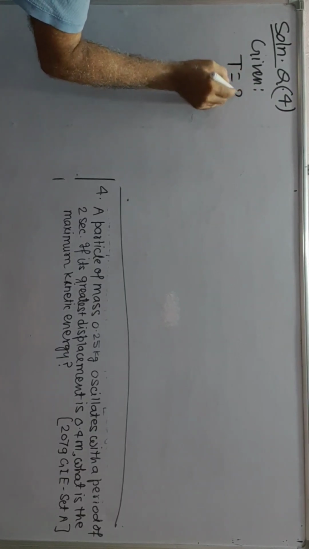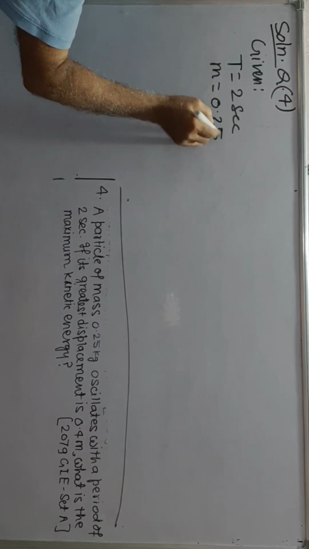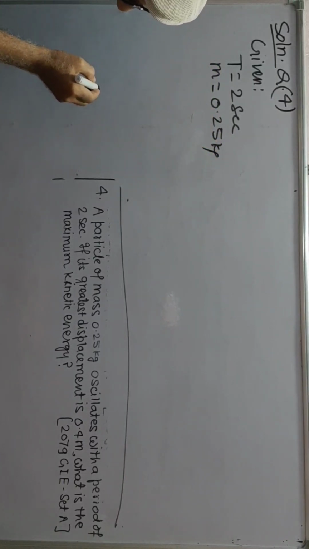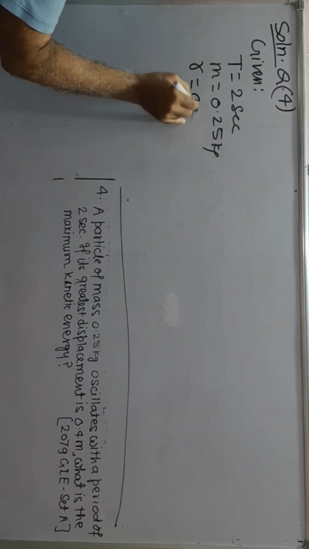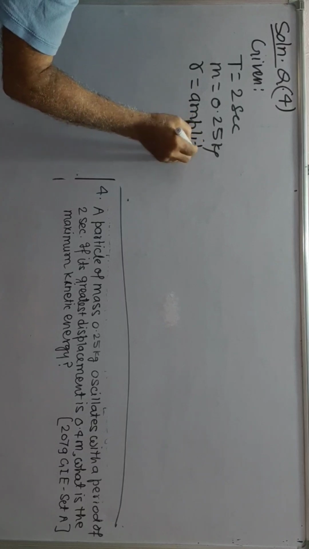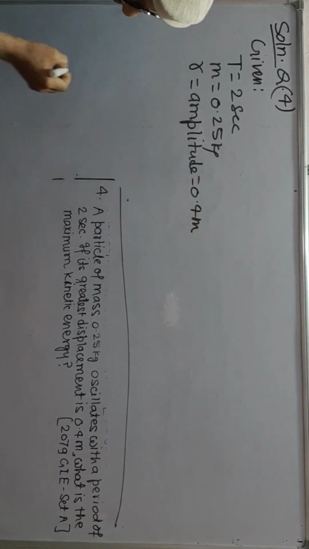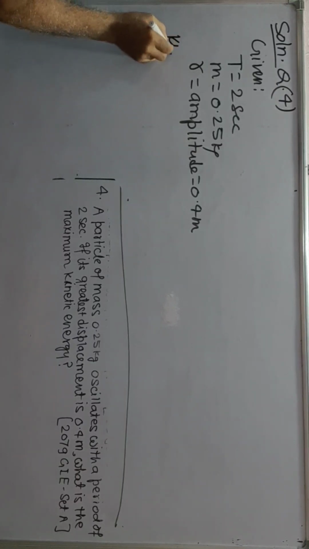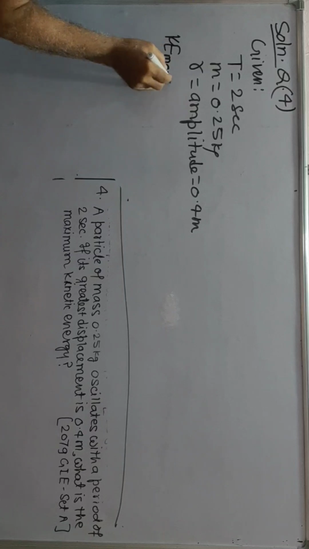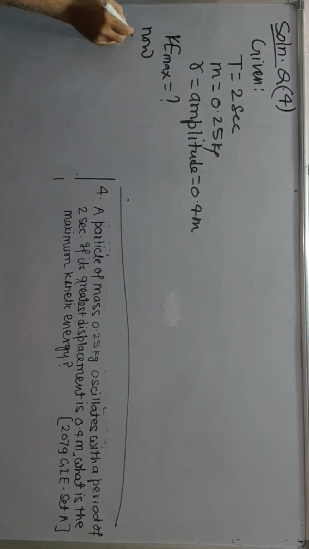Here given, time period 2 seconds, mass 0.25 kg, greatest displacement means r is equal to amplitude 0.4 meter. What is the maximum kinetic energy means we have to find maximum kinetic energy.